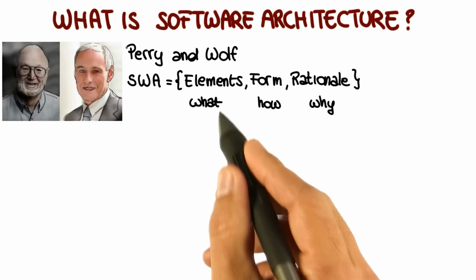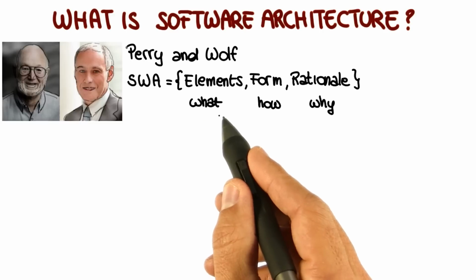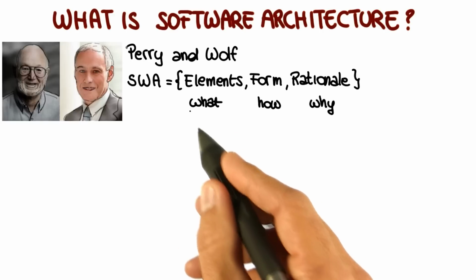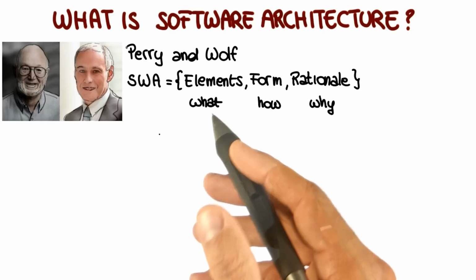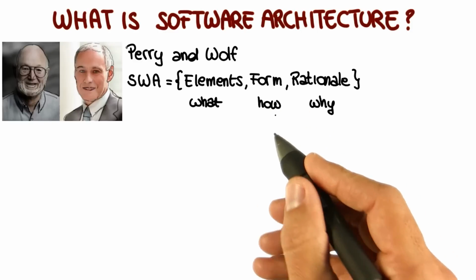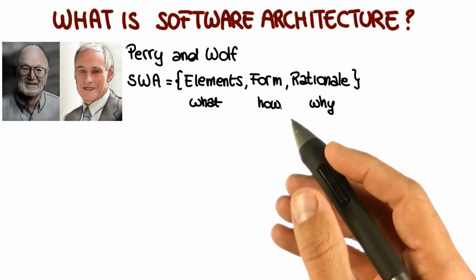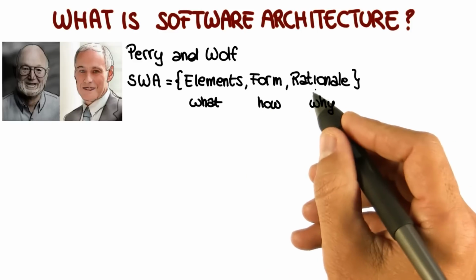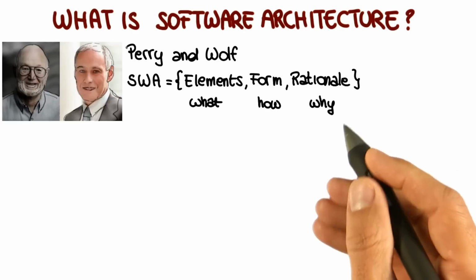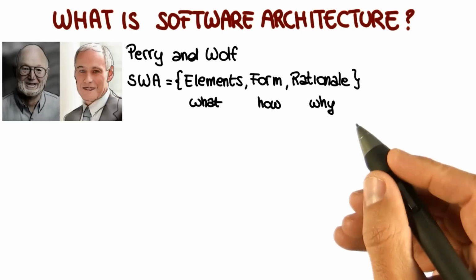In this definition, the elements are the what, which means the processes, data, and connectors that compose a software architecture. The form is the how, the set of properties of and relationships among these elements. And finally, the rationale is the why, the justification for the elements and their relationships.